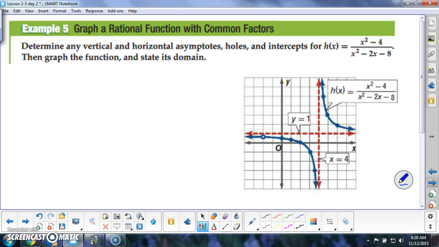So here's one that has a hole in it. You can see the hole is located right here. I want to show you guys how to find that. Okay, so they give us the function. The first thing I'd want to do is factor the top and the bottom.